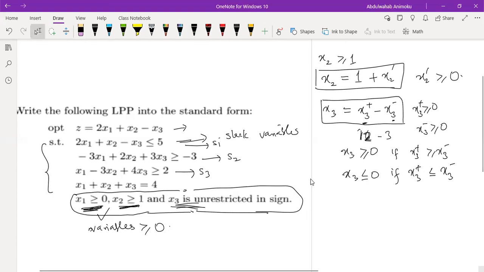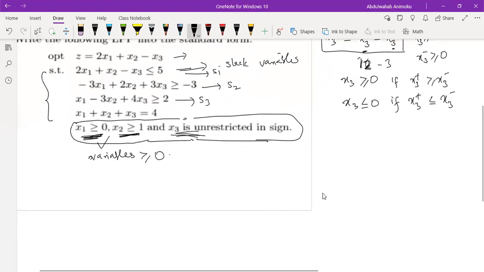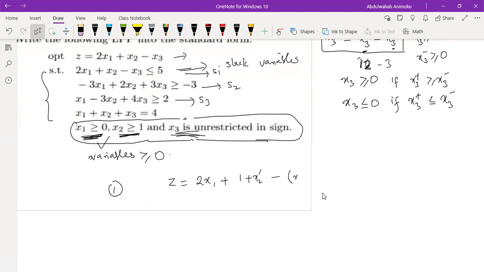Now that we have this representation, what we need to do next is to substitute these values into this and then add in our slack variables. So let's do that. Let's go to the first one, the optimization Z equal to 2x1 plus, now your x2 is 1 plus x2 prime, then minus x3, and your x3 is now x3 plus minus x3 minus. So this will now give you 2x1 plus x2 prime minus x3 plus plus x3 minus plus 1. So this is the first one.